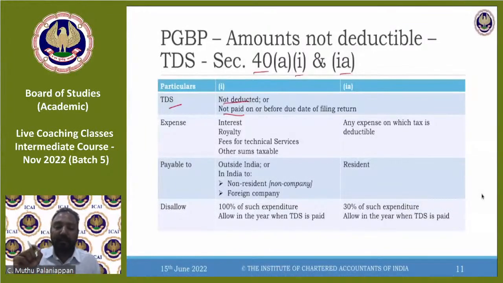So what is the due date of filing return? If it's an individual, it should be 31st July. If it's a company, it's a different date, right? 30th September, 31st October. You have various due dates. So generally, if TDS is not paid within the due date applicable to the assessee, then certain expenditures are not allowed.